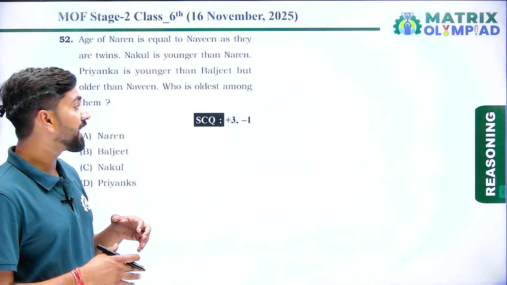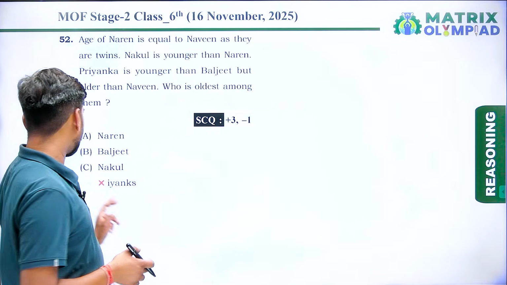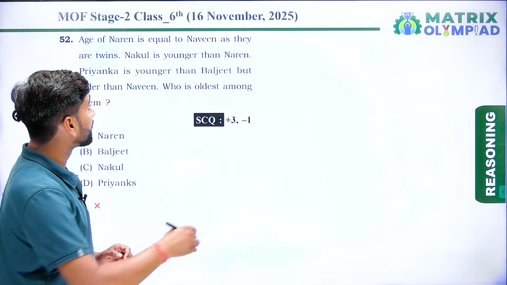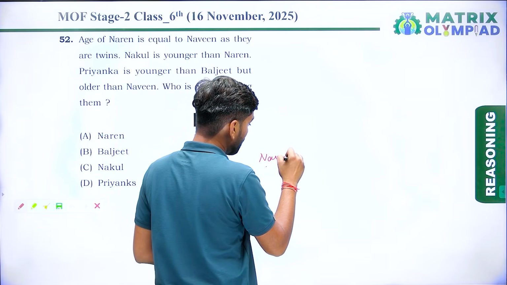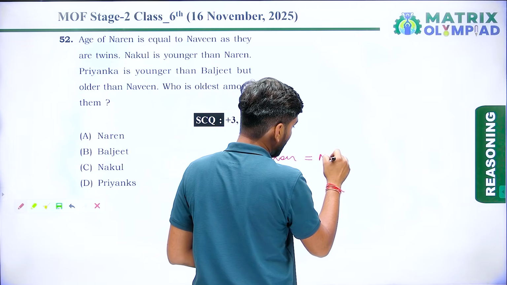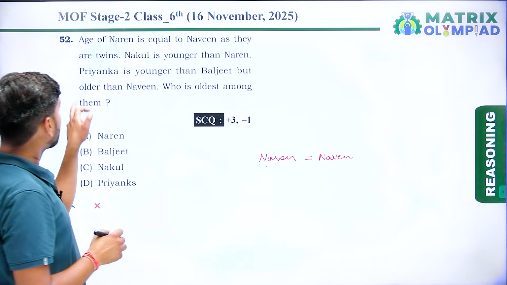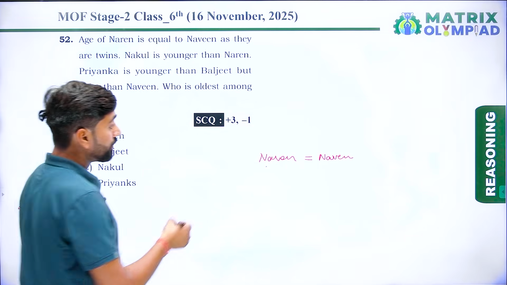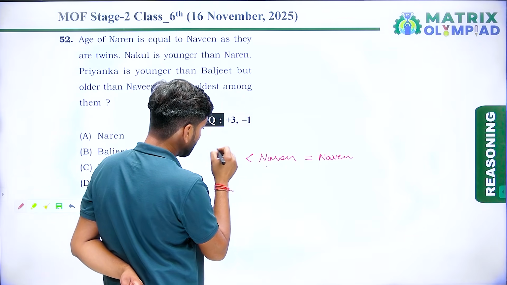In the next question, we have a sequence of 4 friends' age group. It states that Naveen and Naren have equal age as they are twins, and Nakul is younger than Naren. So Naren is older than Nakul.